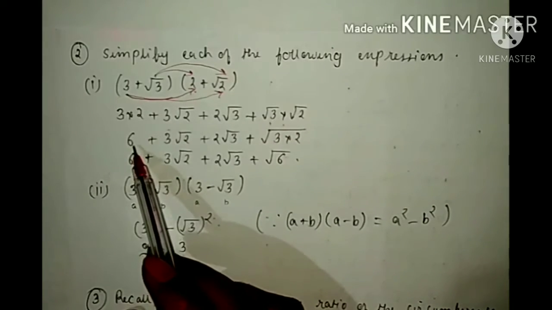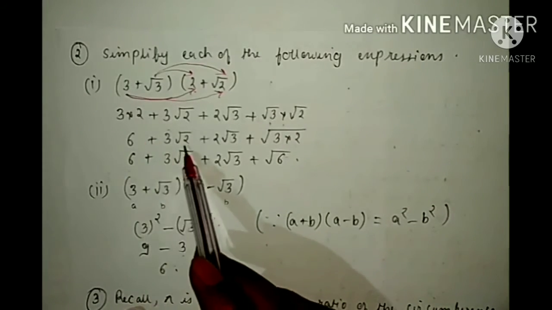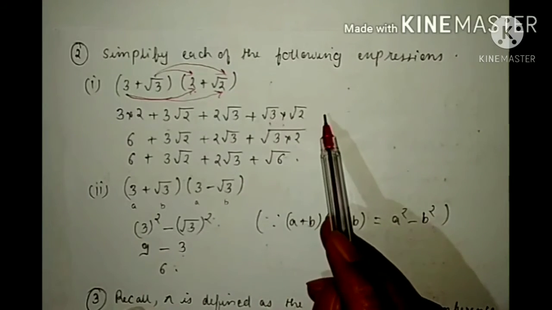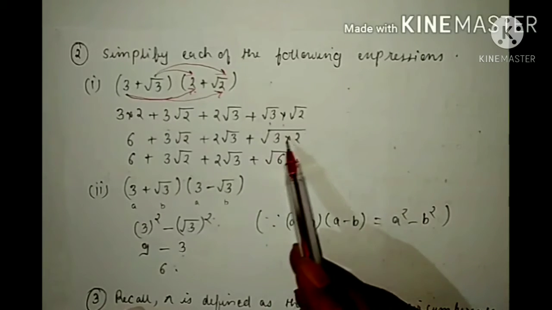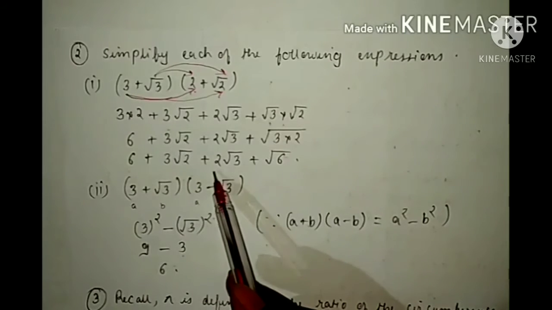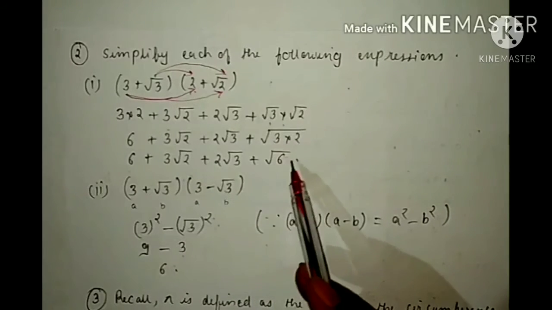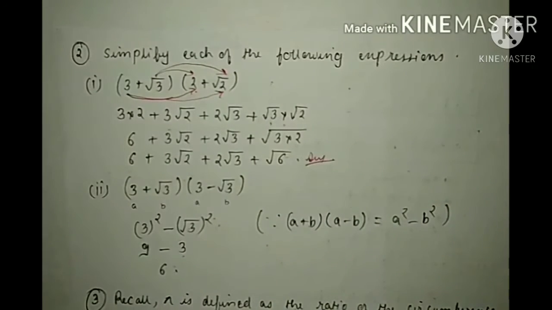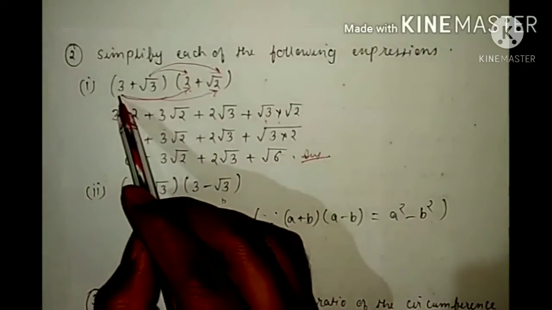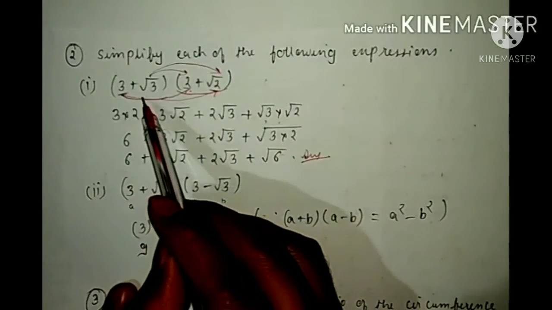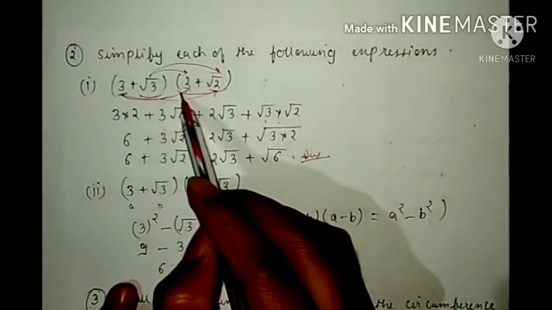3 into 2 is 6. Plus 3 root 2. Plus 2 root 3. Plus, we can combine them. It will become under root 3 into 2. 6 plus 3 root 2 plus 2 root 3 plus this will become under root 6. This is your answer. How we solve this question? First we multiplied this 3 with both of this. Then we multiplied this under root 3 with both of this.